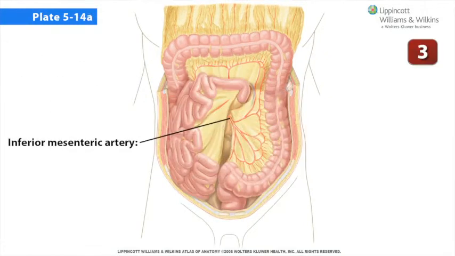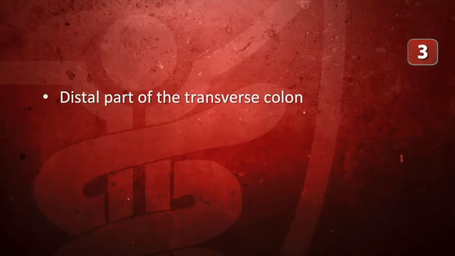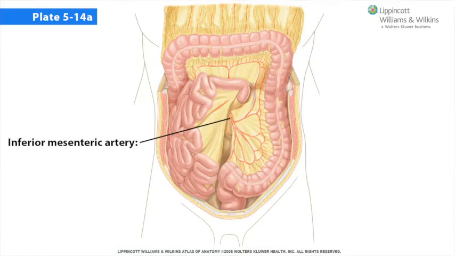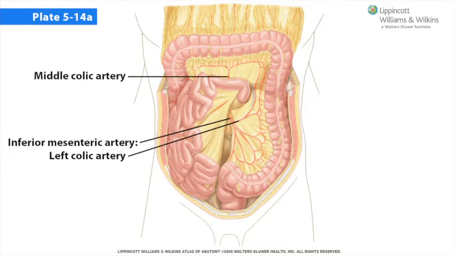The inferior mesenteric artery supplies structures that arose from the hindgut of the embryo, namely the distal part of the transverse colon, the descending colon, the sigmoid colon, and the proximal part of the rectum. The first branch of the inferior mesenteric artery is the left colic artery, which anastomoses with the middle colic artery and supplies the distal part of the transverse colon and the descending colon.